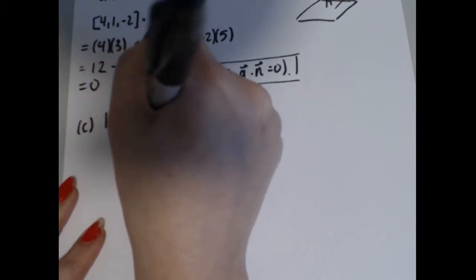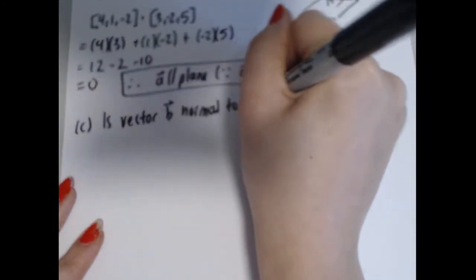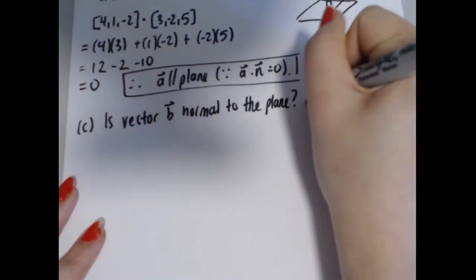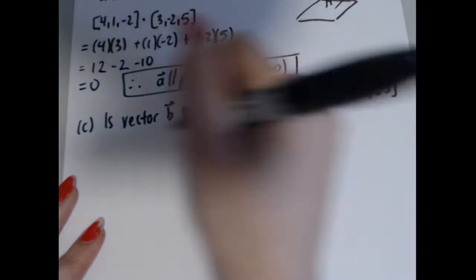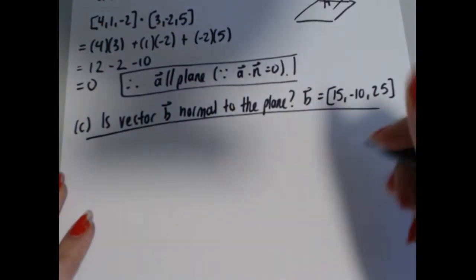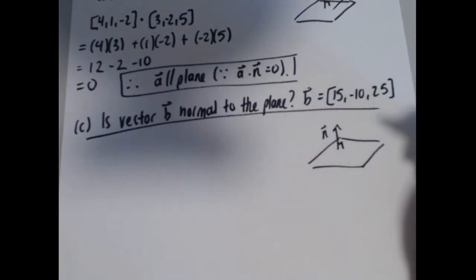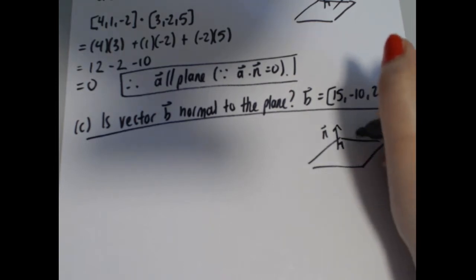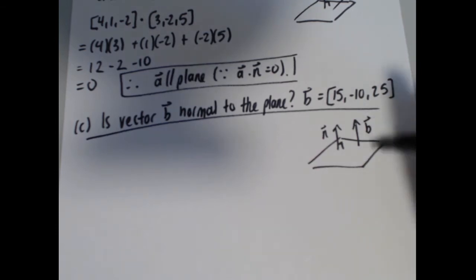Is vector B normal to the plane? Vector B is 15, negative 10, 25. Okay, so again, quick sketch. There's your plane, there's your normal vector. If you have this kind of scenario, we're trying to see if B is normal to the plane, that means B most likely looks something like this. Now just remember, B doesn't have to be oriented up, it could be going down. It doesn't really matter in this case, it doesn't change the mathematics, but just keep that in mind.